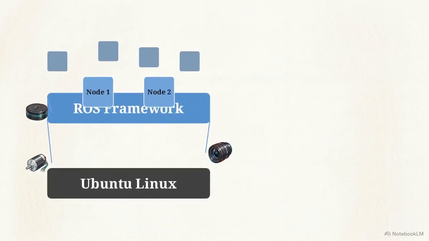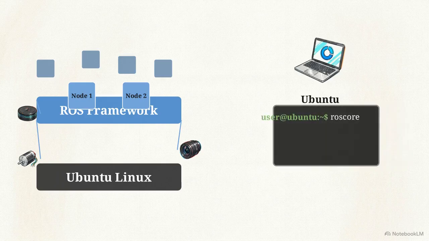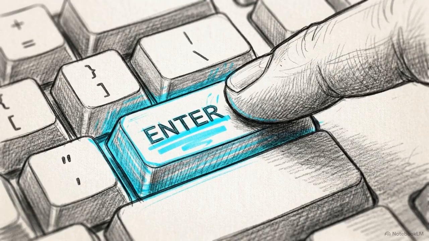To build our first node and watch it exchange data, you will need a computer running Ubuntu, a basic grasp of Linux terminal commands, and some familiarity with Python. By the end of this session, you will write a complete talker node from scratch. Mastering this single publisher is a necessary first step.